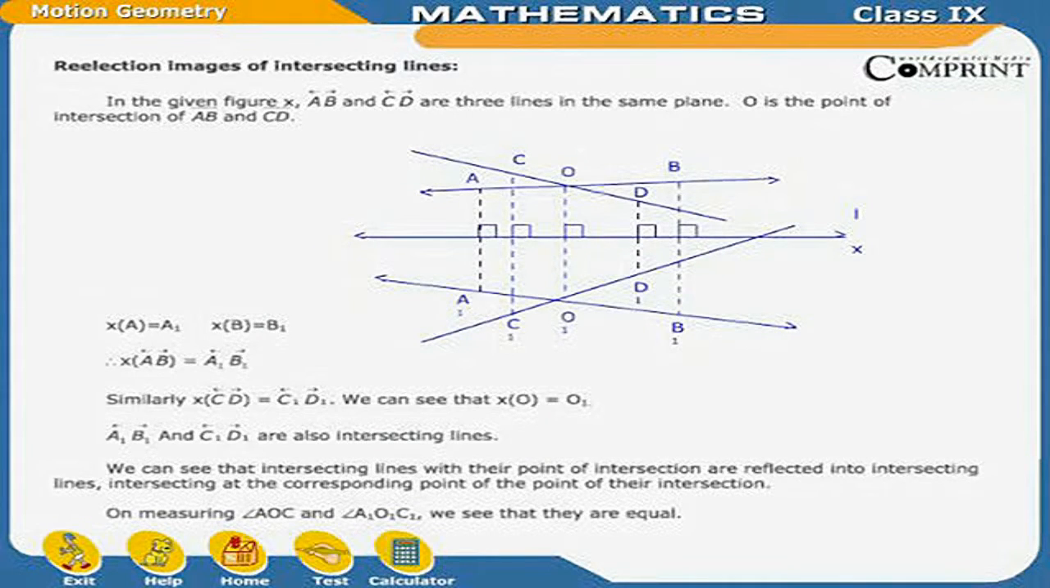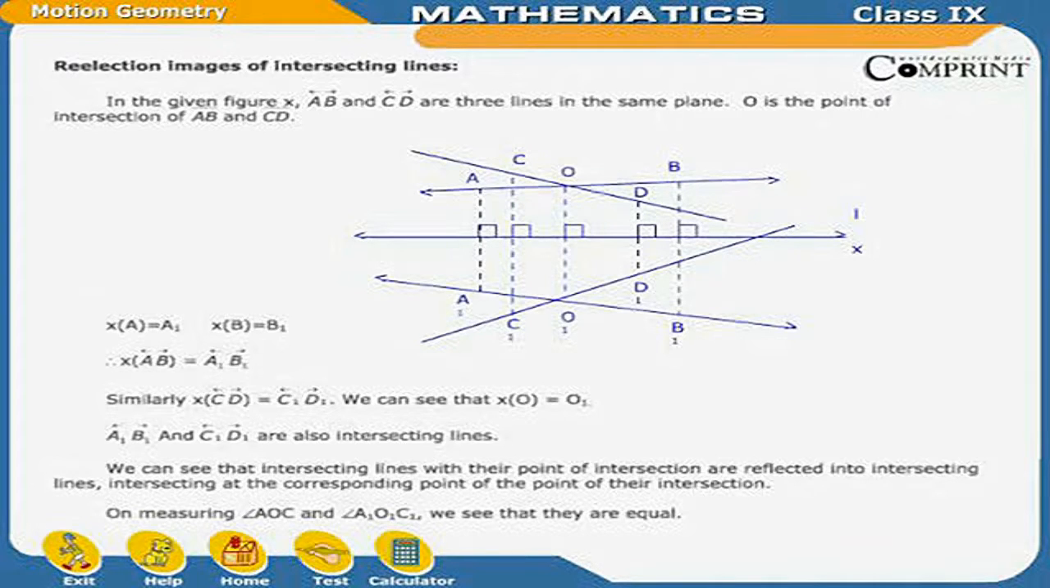Reflection images of intersecting lines. In the given figure, X, AB and CD are three lines in the same plane. O is the point of intersection of AB and CD. X of A is A1, X of B is B1. Therefore, X of AB is equal to A1B1. Similarly, X of CD is equal to C1D1. We can see that X of O is equal to O1. A1B1 and C1D1 are also intersecting lines.